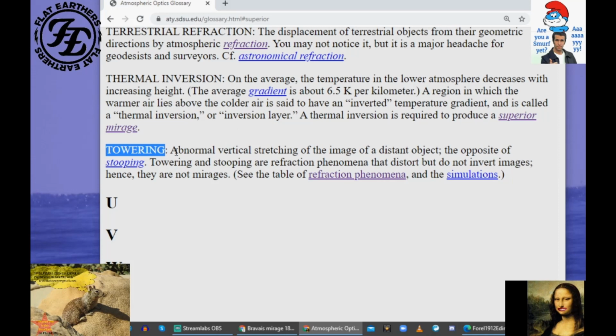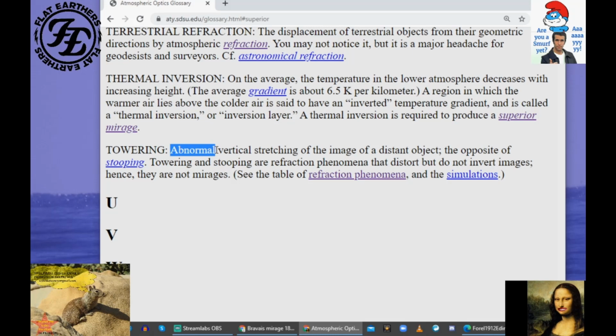I wish that would have been provided here. I would have appreciated visuals. Anyway, towering. Abnormal. Again, no, do not say abnormal. This is what happens in nature.